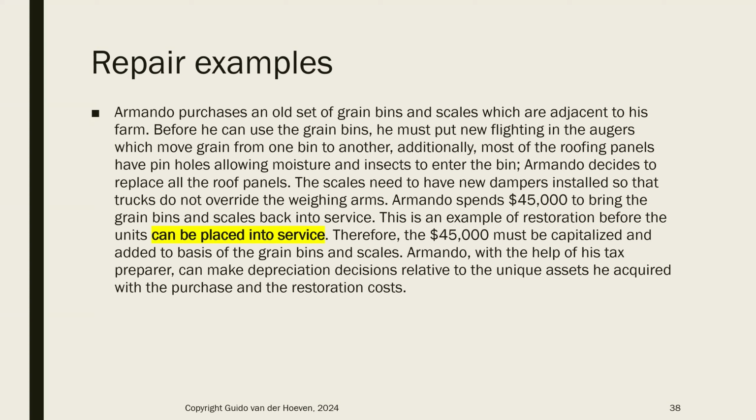So in this case, he's going to have to capitalize the $45,000, add it to basis of the grain bins and the scales, but then he's going to be able to depreciate those and make the various depreciation decisions relative to those unique assets that he's acquired and what his needs are. So he may be able to write it all off as an expense election, or he may say, no, I'm going to take it and just depreciate these over 7 years.